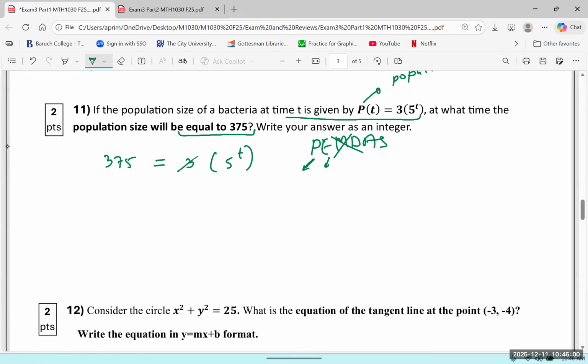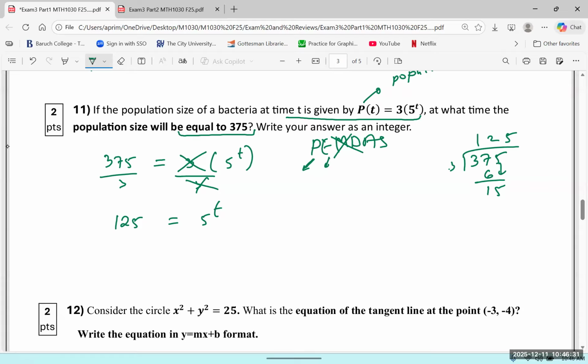So the goal is to get rid of this 3 because you cannot multiply. So you divide by 3 so that you will not see the 3 in front. When you divide 375 by 3, 3 goes into 3 once, 3 goes into 7 twice, you get 6, so you get 15. 3 goes into 15 5 times. So this side is 125 equals 5 to the t.